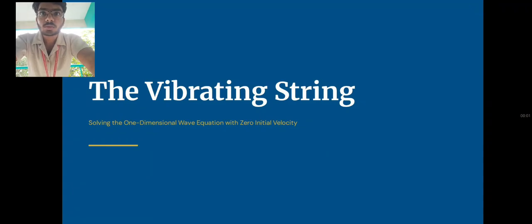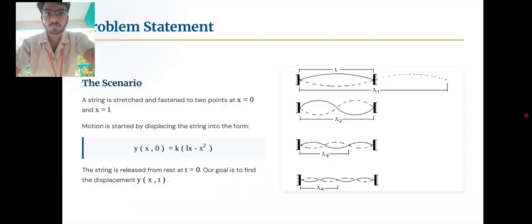We are going to solve the one-dimensional wave equation for a string, moving step by step through the boundary conditions to derive the exact displacement y of x, t. The scenario: the waveforms represent the integer values of n, or eigenvalues, that we will encounter in our solution later. Lambda 1 corresponds to n equal to 1, lambda 2 to n equal to 2, and so on.